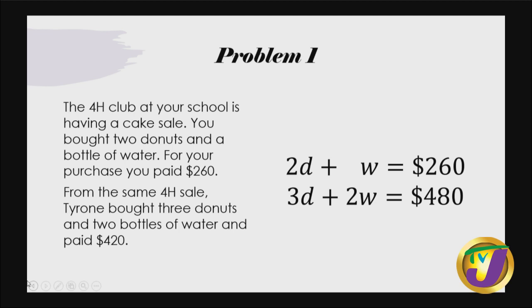Now, let's take a quick look at the information that we've gathered earlier and our simultaneous equations that we have written. So we have 2D plus W is equal to $260, and we have 3D plus 2W is equal to $480.